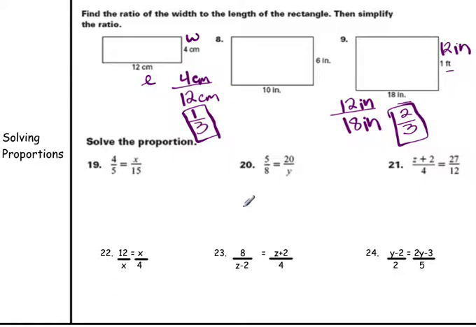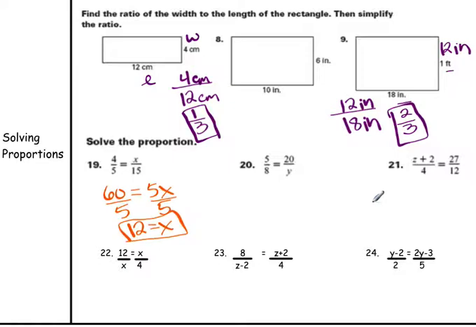Then we get into some solving proportions, which is just cross multiplying that you have done in middle school before. So here, we'll just cross multiply. 4 times 15 would be 60, and then 5 times x, 5x, and then you just solve. Divide by 5, 12 is x, and that's all that you need to do there.